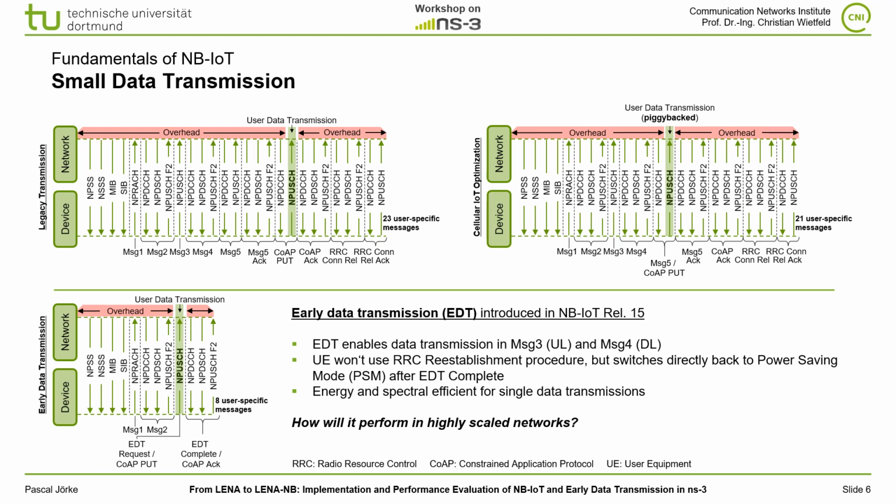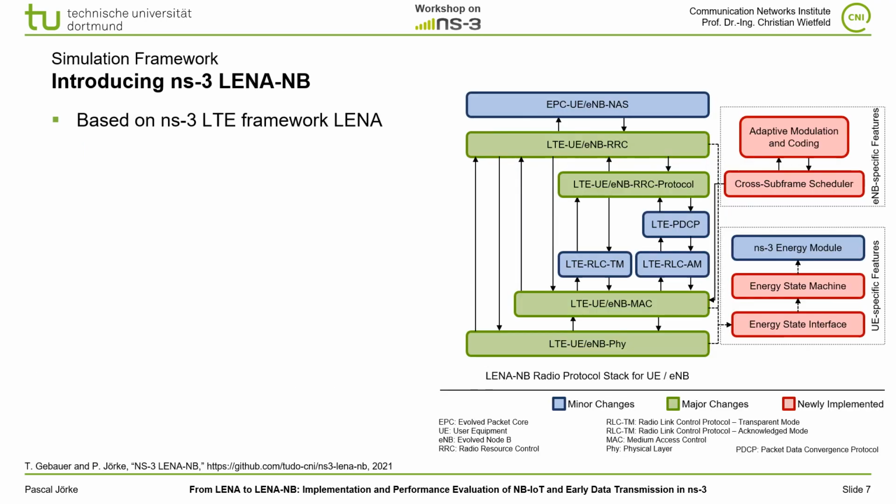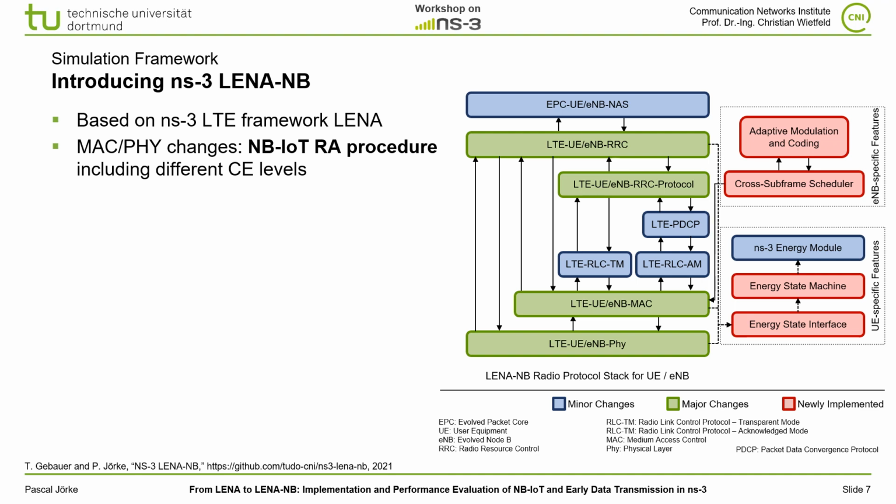But what is the impact exactly on the user and network performance? To answer this question, we have implemented NB-IoT in ns-3, whose source code, ns-3 LENA-NB, is publicly available on GitHub. Since NB-IoT is derived from LTE, we could work with the existing source code. However, for the NB-IoT random access procedure, we had to perform major changes on the MAC and PHY layer to include different coverage enhancement levels.